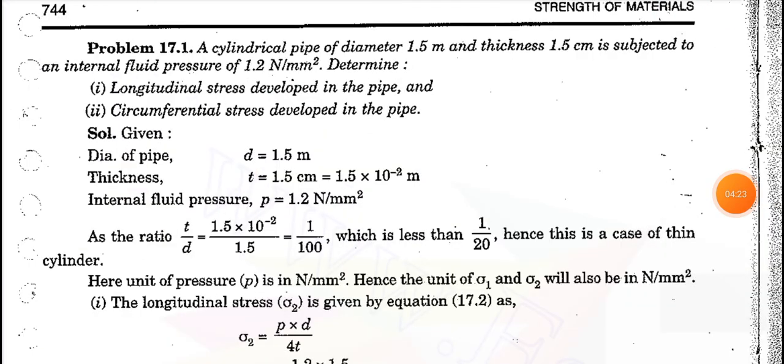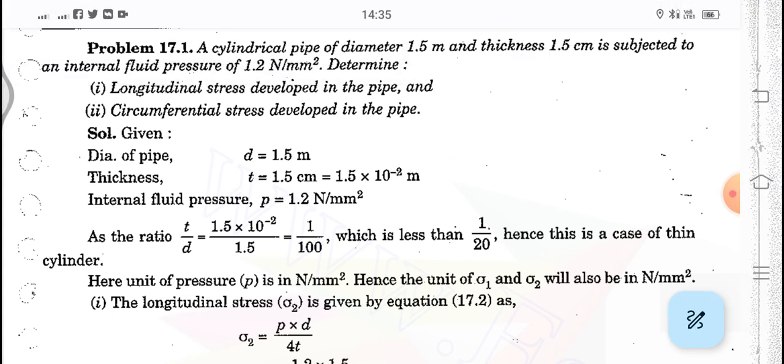Here we discuss a sum. A cylindrical pipe of diameter 1.5 meter and thickness 1.5 centimeter is subjected to an internal fluid pressure of 1.2 Newton per mm squared. You have to determine the longitudinal stress developed in the pipe, and also find the circumferential stress developed in the pipe.